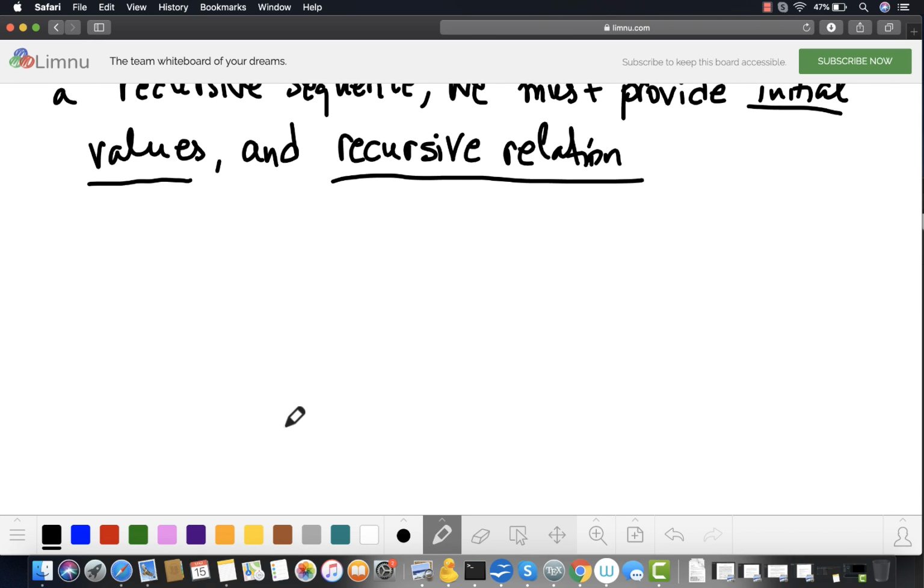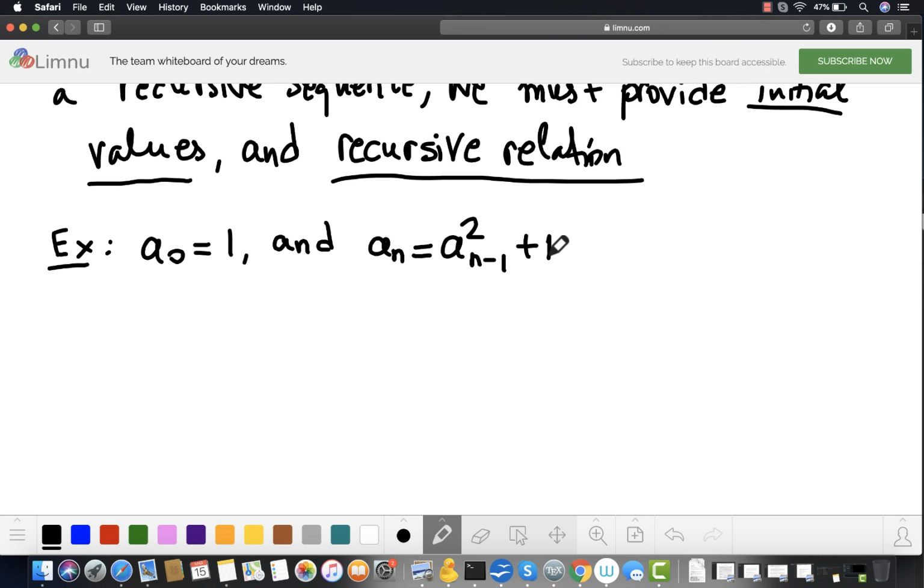For example, you can define the following recursive sequence. a sub 0 could be 1, and a sub n would be defined by taking the previous term, a sub n minus 1, squaring it, and then adding 1 to it. Okay, so what does this mean? Let's write down the first few values of this sequence.